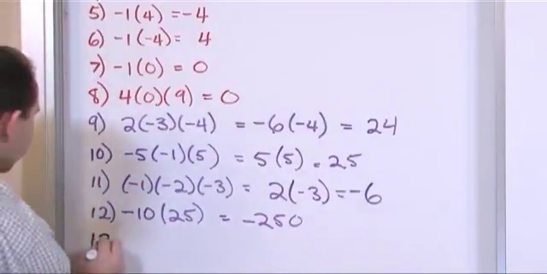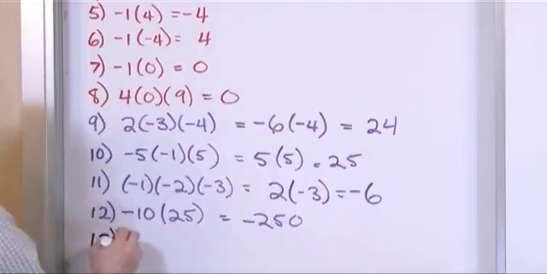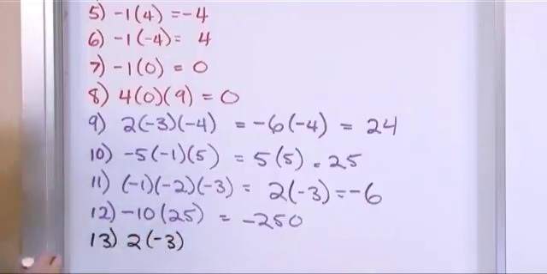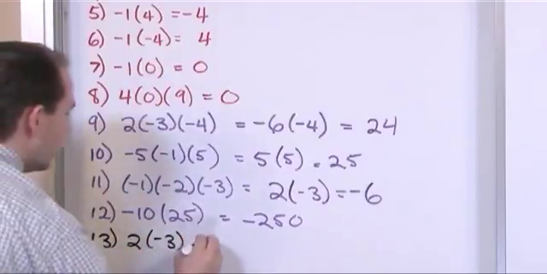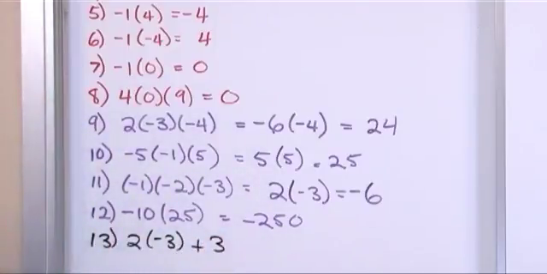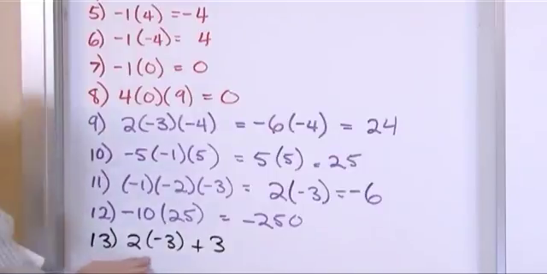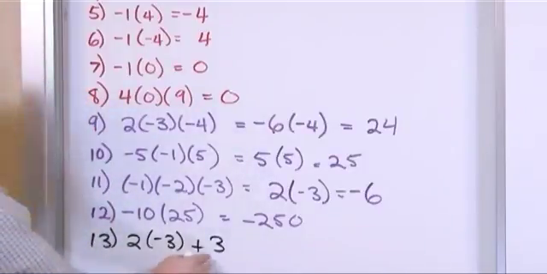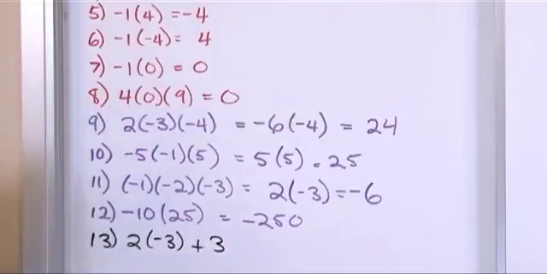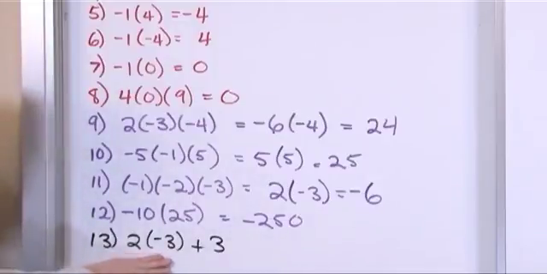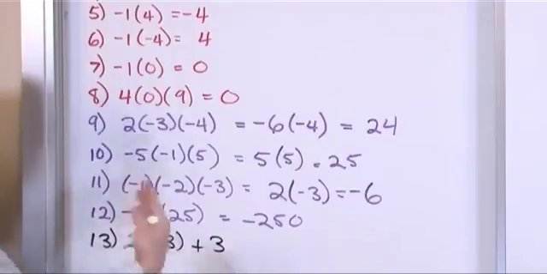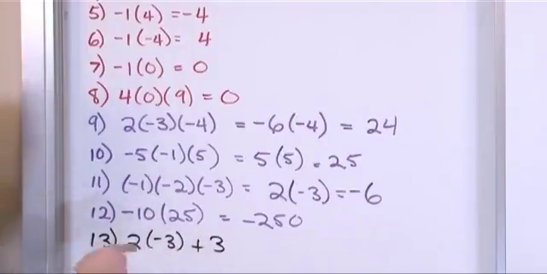Let's say we had, for 13, 2 times negative 3 plus 3. Well, one thing you need to learn is that when you have a bunch of multiplication and you also have some addition going on, you always have to do the multiplication first. Or if it's division, you have to do the division first. So multiplication and division always come before addition or subtraction.